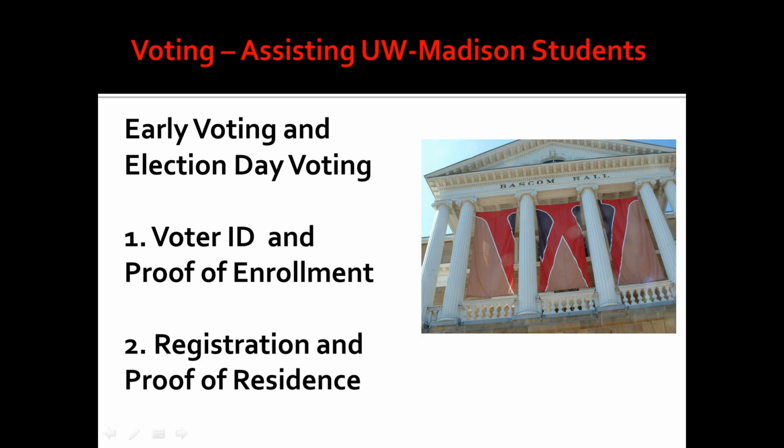Welcome to this tutorial on assisting UW-Madison students during early voting and on Election Day. This covers, number 1, voter ID along with proof of enrollment, and number 2, registration and proof of residence.